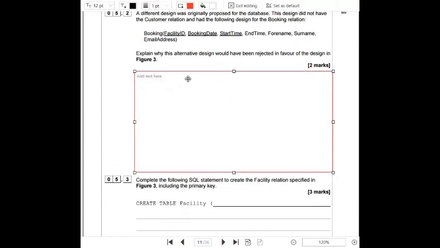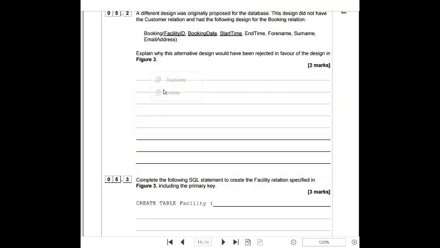And the reason being is because the design is not normalized. So it's not normalized. That'll get you 1 mark. Another mark would be if a customer made more than one booking, then their details would need to be entered more than once. So that we're duplicating the data. So it's data duplication there. So points like that, 2 marks. Bosh. Bosh, no problem. Right, on to the next one.